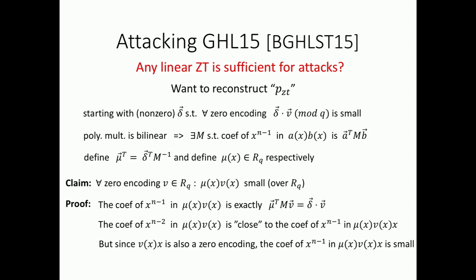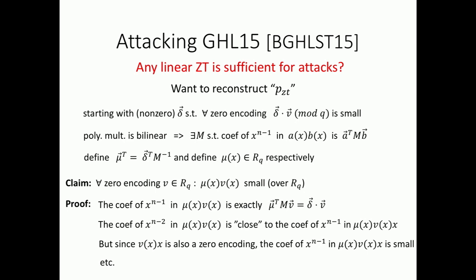However, v times x by itself is also an encoding of 0, because if we started from an encoding of 0 and multiplied it by something, we still get a 0 encoding. And therefore, the coefficient of x to the n minus 1 in this product is supposed to be small, just from the first property that we wrote. It's really the inner product of delta with the coefficient vector of vx, et cetera. You should hopefully be able to prove by induction that all of these coefficients are going to be small. You need to be careful with this spillover. But for many rings, this seems to give you a PZT element.